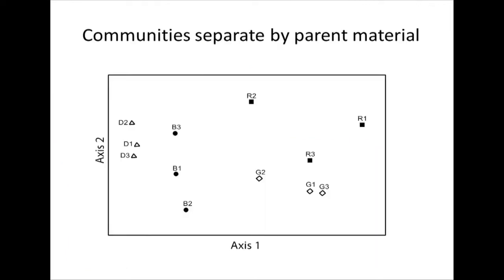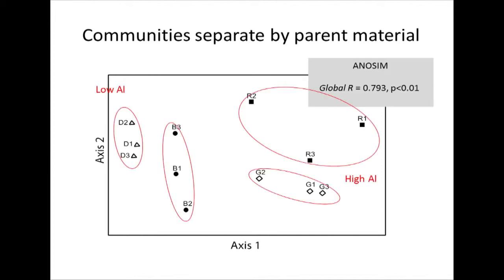We found there was significant separation by site, by parent material. And because it was on a really narrow range in terms of pH and aluminum concentrations, we found that the samples clustered. On the right-hand side, we have the rhyolite and the granite soils with the higher aluminum. And on the other side, we have the low aluminum, high pH sites clustered together.